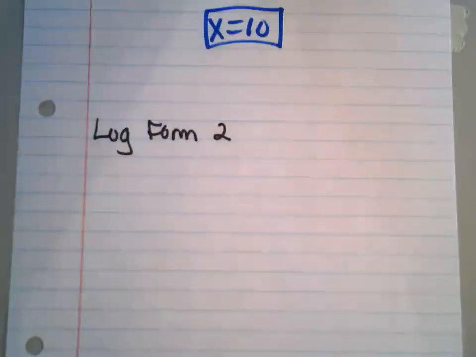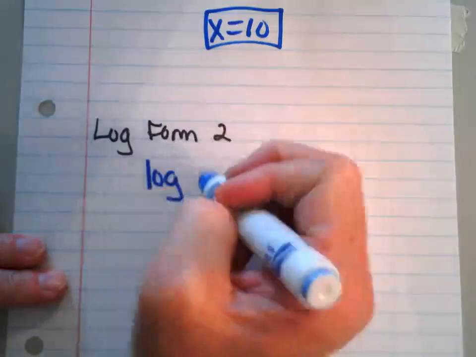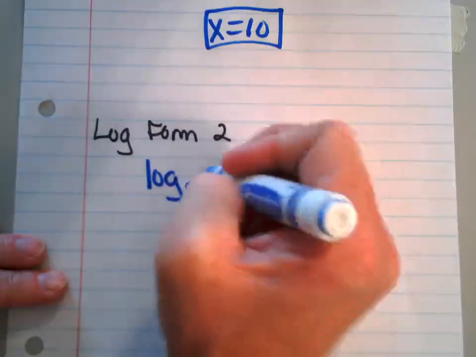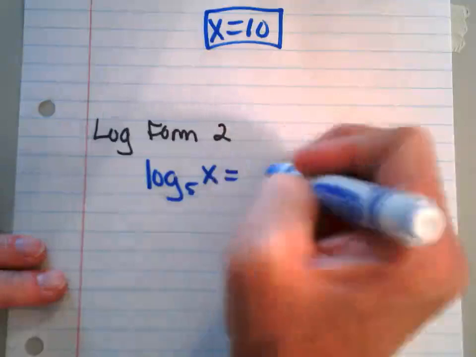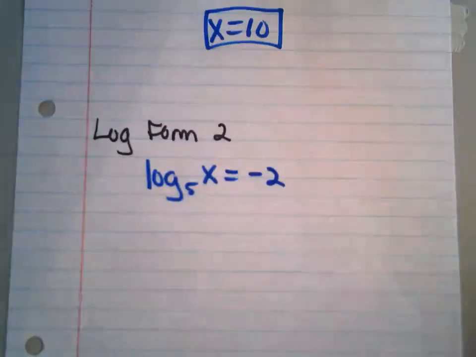All right. So that's halfway through. That's the 7th problem right there. So let's check out what the log form 2 is. Log base 5 of x equals negative 2. So they want us to figure out what is the value of x.